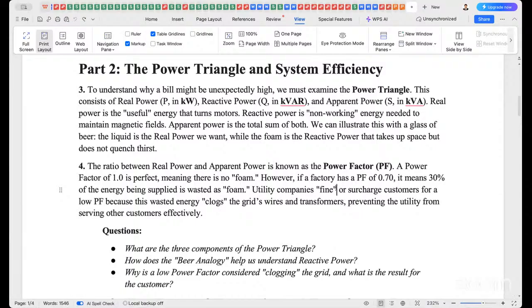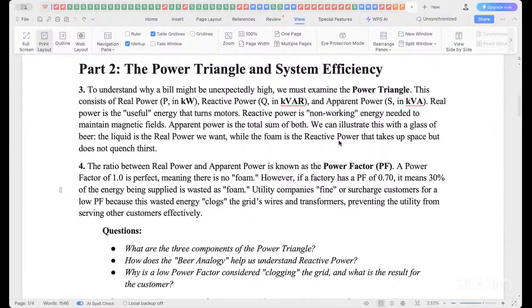The more foam you have, assuming it gets to maybe 70%, you only have 30% of satisfaction. So the lesser the foam, the more satisfaction we get. Meaning if the PF is higher, we have more real power, and we get more satisfaction. We get more quality power and less wastage. So that's my take. Thank you very much for that.